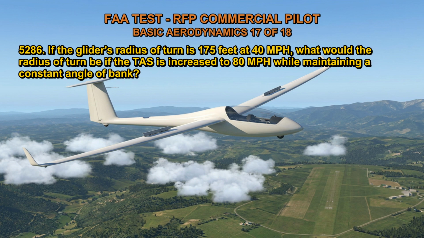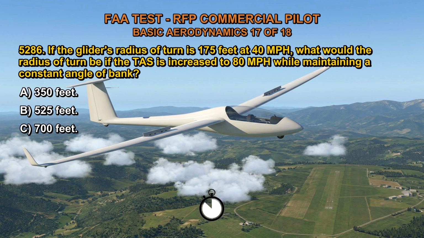Q5286. If the glider's radius of turn is 175 feet at 40 miles per hour, what would the radius of turn be if the TAS is increased to 80 miles per hour while maintaining a constant angle of bank? A. 350 feet. B. 525 feet. C. 700 feet.